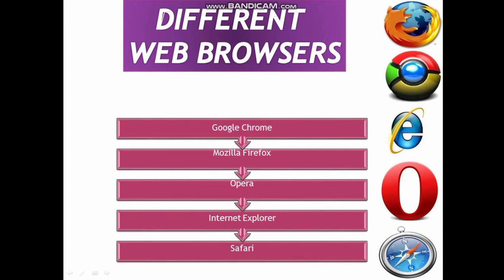Then we have Internet Explorer, and which one can be for Internet Explorer, this or this one? Right, this one is for Internet Explorer. And then at the end we have Safari. So this is basically a web browser, that is Safari, that is the icon of the Safari web browser.